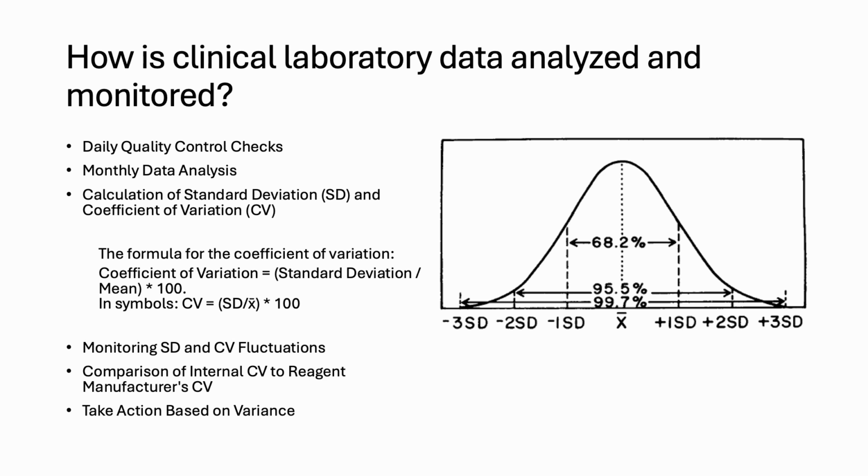Take action based on variance. If there is significant variance between the lab's CV and the manufacturer's data, investigate potential causes. Actions may include recalibration of instruments and re-evaluation of reagents. By methodically reviewing and analyzing control data and taking corrective actions when necessary, laboratory personnel can maintain the integrity of the clinical testing process, which is crucial for accurate patient diagnosis and treatment.